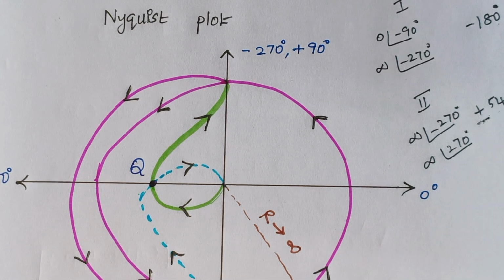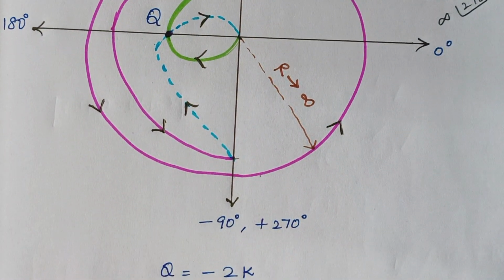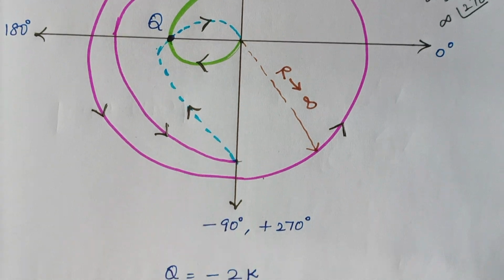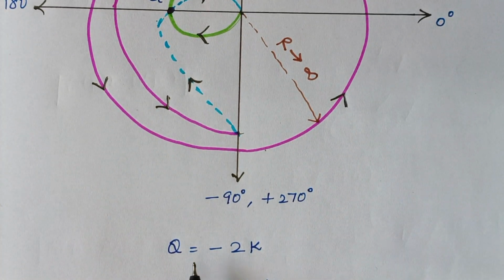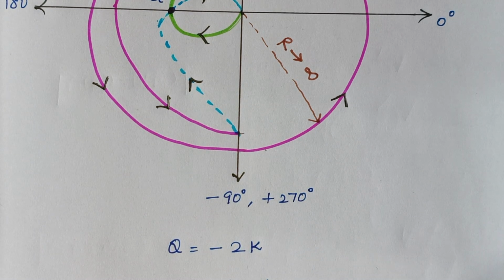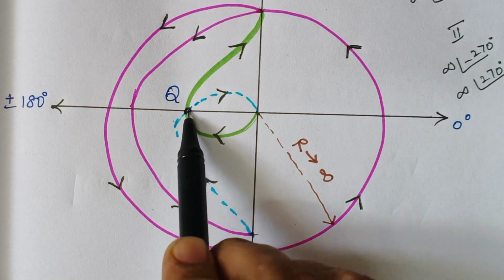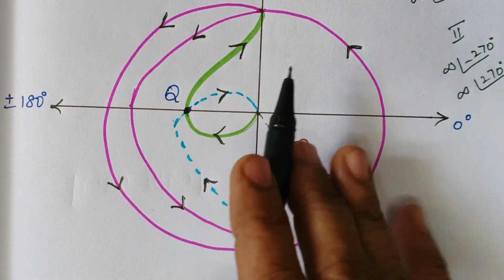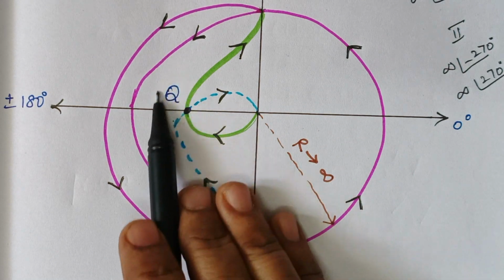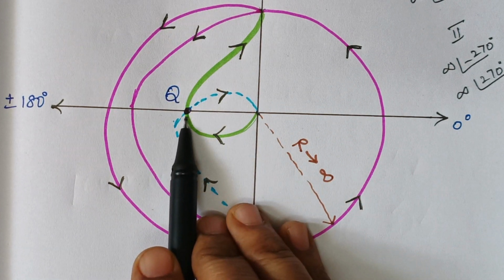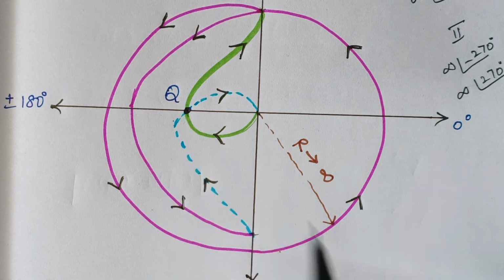Now we are going to find the range of k for which the system is stable. So here, what is the value of q? Just now we had found it as minus 2k, right? Now we have to find the range of k for which the system is stable. And what is q? The intersection point on the negative real axis is q. Now we have to find out the value of q so that we can tell whether the system is stable or unstable.